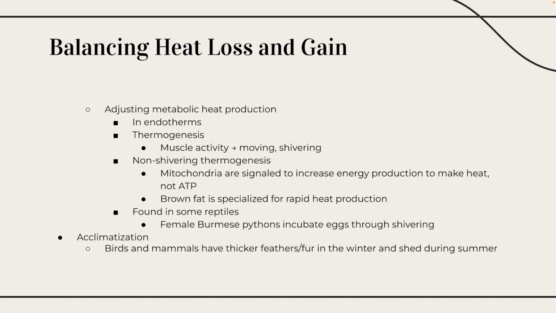There's also non-shivering thermogenesis, and this is where mitochondria are signaled to increase energy production to make heat and not ATP. And you have brown fat, which is specialized for rapid heat production. Brown fat is very high in mitochondria. That's why it's called brown. It's the mitochondria that give it that color.